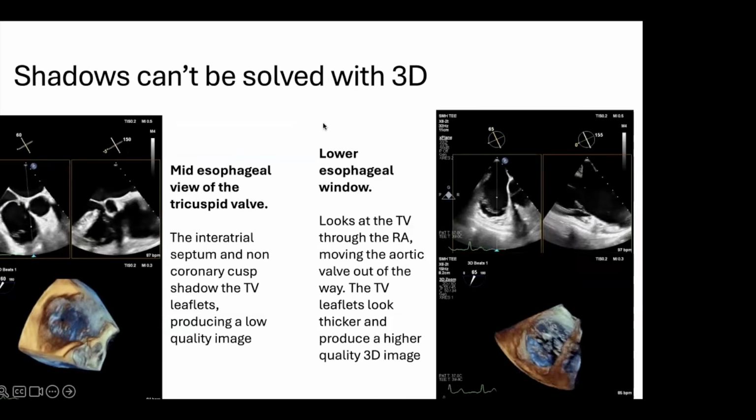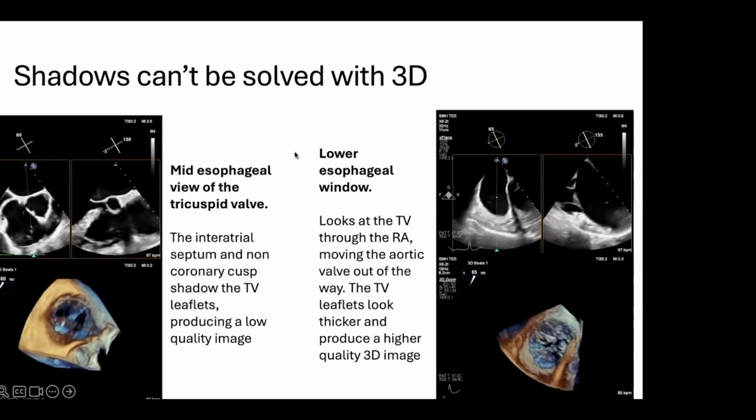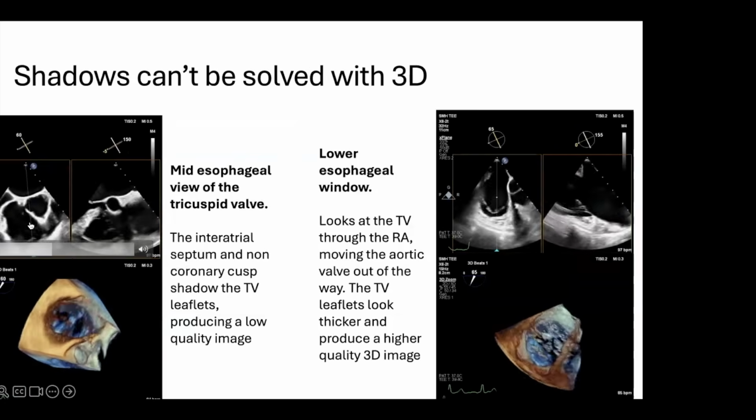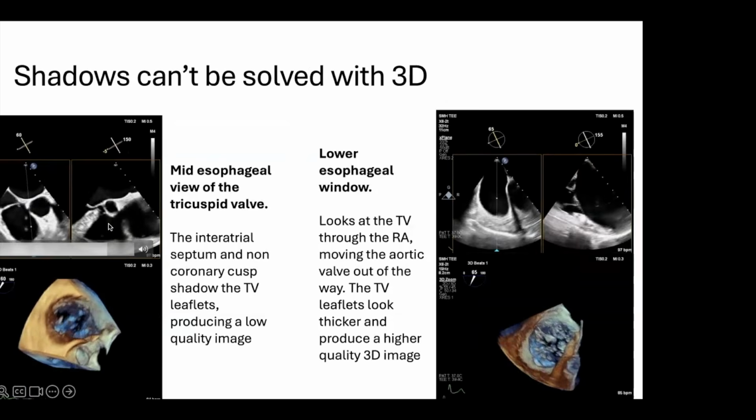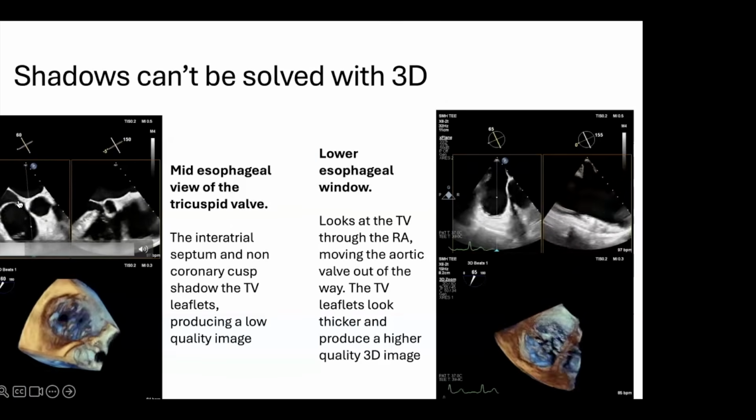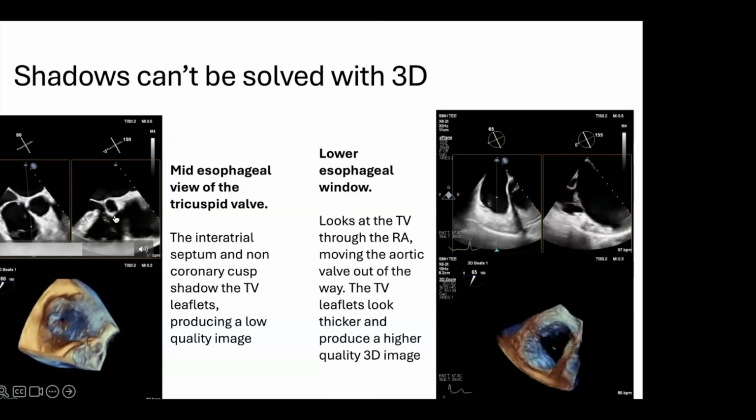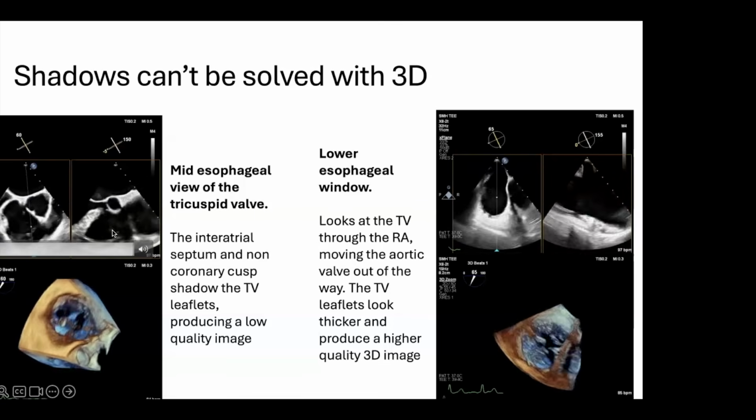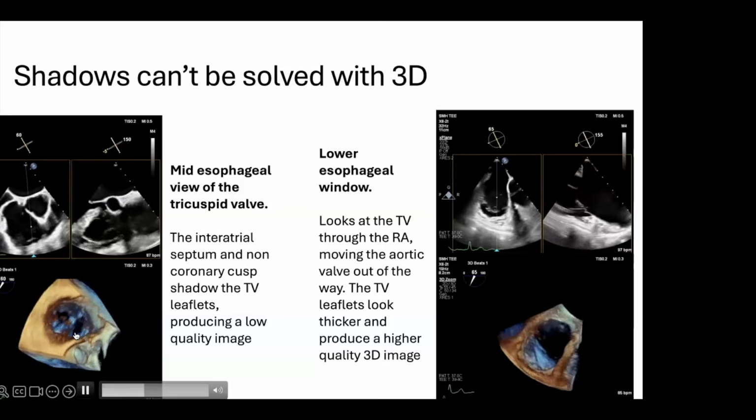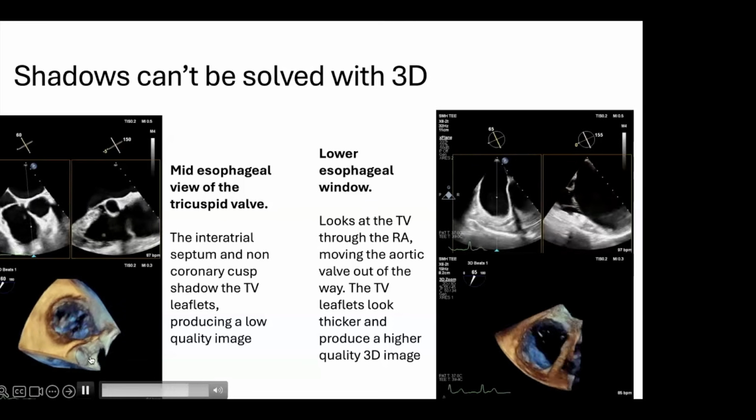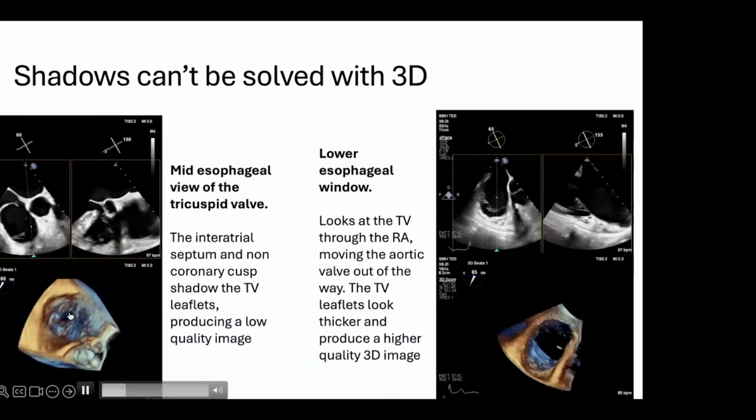This is another example of taking 3D of the tricuspid valve. So this is looking at the tricuspid valve here with biplane imaging. And you can see here that there's some shadowing from the septum. We don't see the tricuspid leaflets very well, some shadowing from the aorta here. And when we try to produce a 3D image of this tricuspid valve, boy, that aortic valve looks good, but the tricuspid valve, you don't see much here.